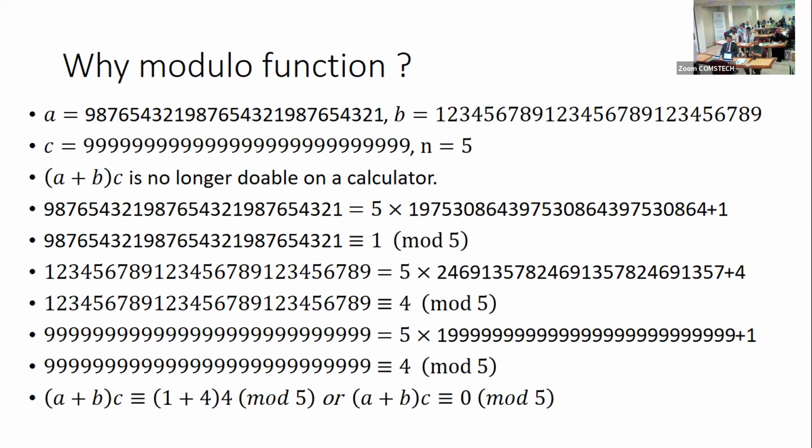So you won't be able to do it on your calculator. You can add a and b, right? But when you multiply it by c and then try to divide it by 5, you will end up getting an error, right? Because it's beyond the limit of your calculator. But I can do it in my head because you see, I'm using n equal to 5. So I'm doing mod 5. Mod 5 means that I need to figure out a number which is divisible by 5.